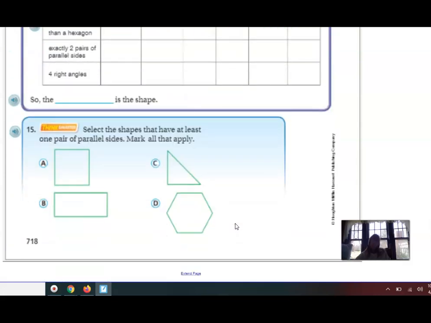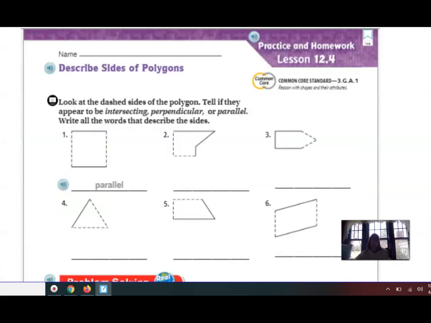So we're going to go down, select the shape that has 1 pair of parallel sides. Mark all that apply. So it has to have at least 1 pair. Go ahead. You're right. A, B, and D. C is the only one that does not work. So you're going to move on and you are going to go to your practice and homework. You're going to pause me for a minute and then you'll come back and I'll give you all the answers.